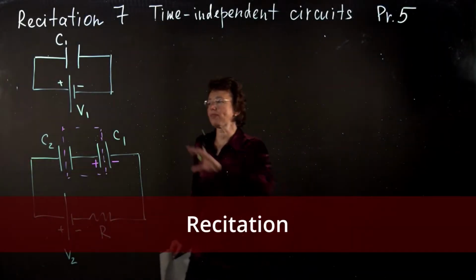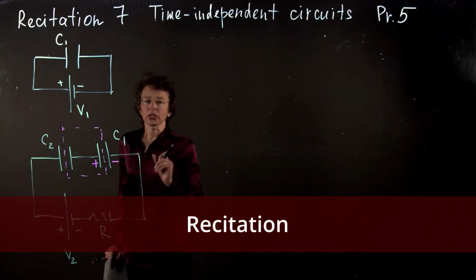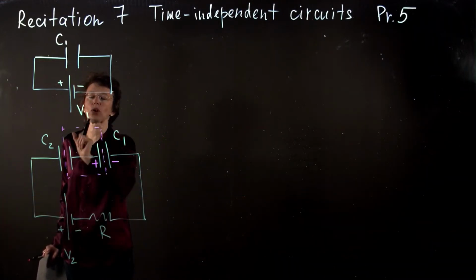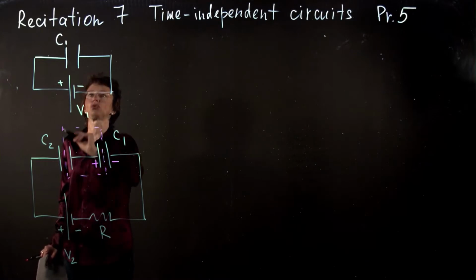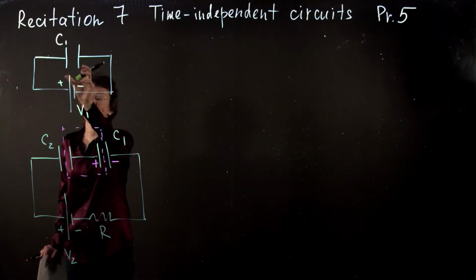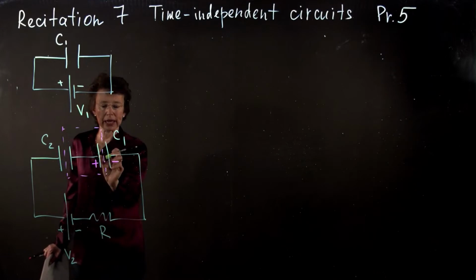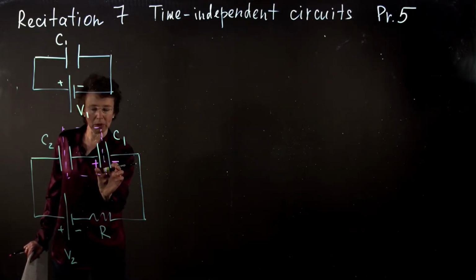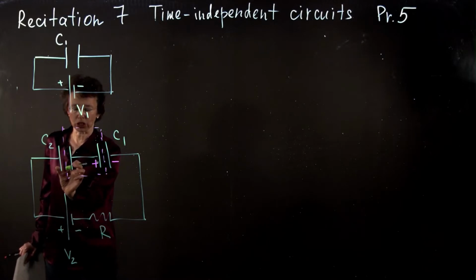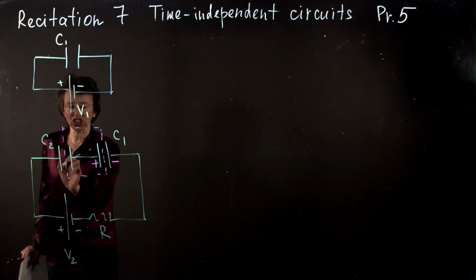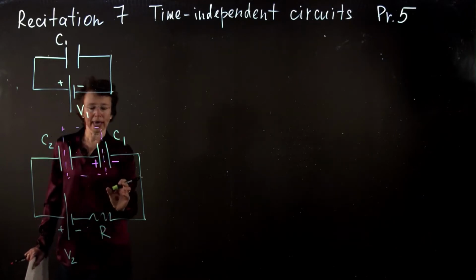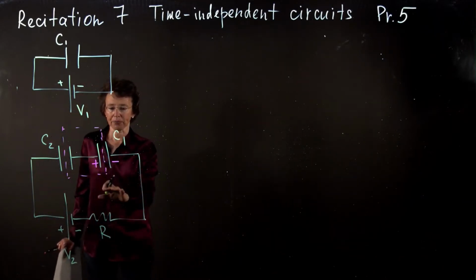This is problem 5, and this problem is a little bit different. So now we have a capacitor C1 that was connected to a battery of voltage V1, and it was fully charged. After that, it was put in another circuit. It was connected this way, plus and minus, to another capacitor C2 that was initially uncharged.